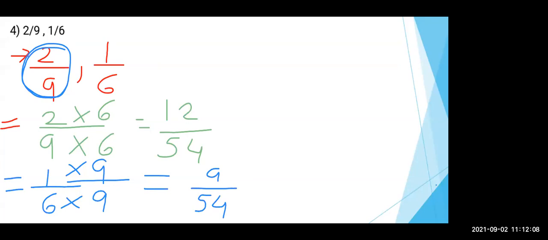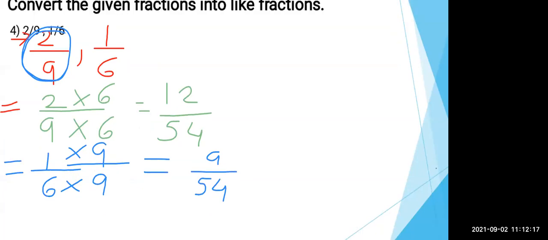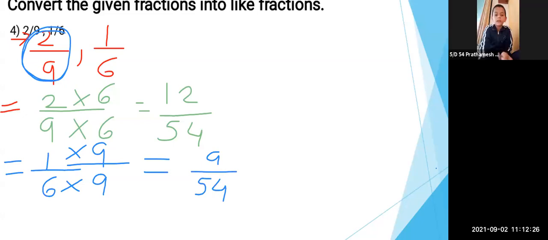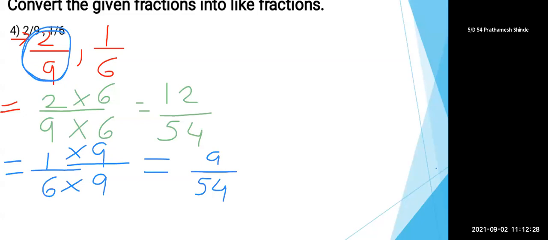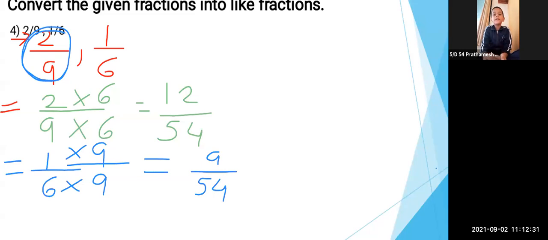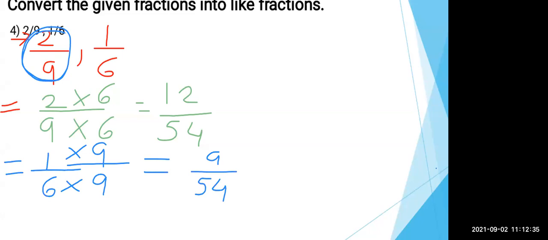Roll number 54, I have unmuted you. 5th D. Okay, now here we have made the denominator like that, that is 12/54 and 9/54. So what will be our last step? One minute, teacher. 12/54 and 9/54 are like fractions. But I am going to do one more thing. You missed one thing. What did you miss?